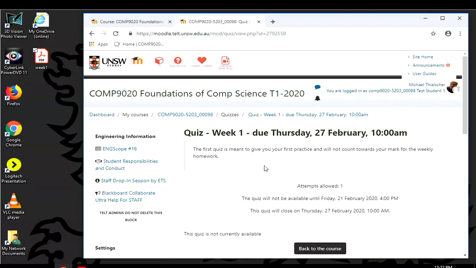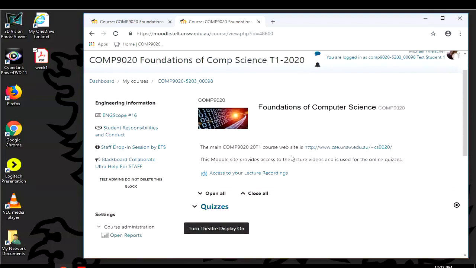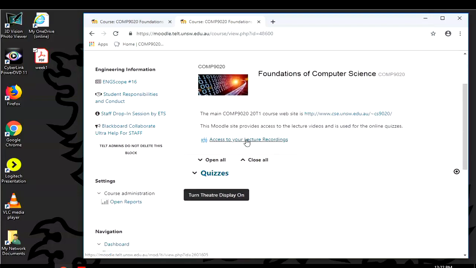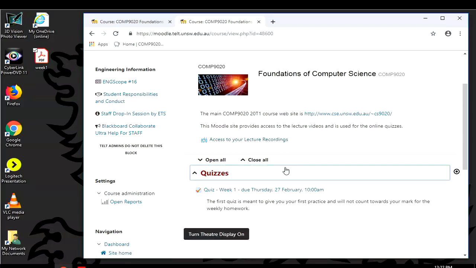It provides a link to the lecture recording. As you can see here, you can access the lecture recordings, which should typically be published right after every lecture. It takes them typically only a few minutes before they are made available. And you will be able to access the weekly quizzes. Now, the weekly quizzes, as you can see here, are always due on Thursday, as I said before, at 10 a.m.